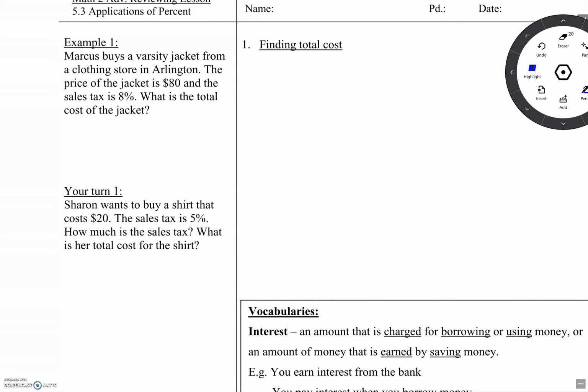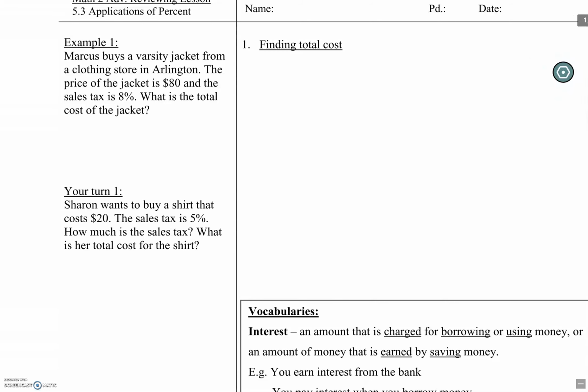All right, so we're going to look at applications of percent today. So let's start. Marcus buys a varsity jacket from a clothing store in Arlington. The price of the jacket is $80 and the sales tax is 8%. What is the total cost of the jacket?